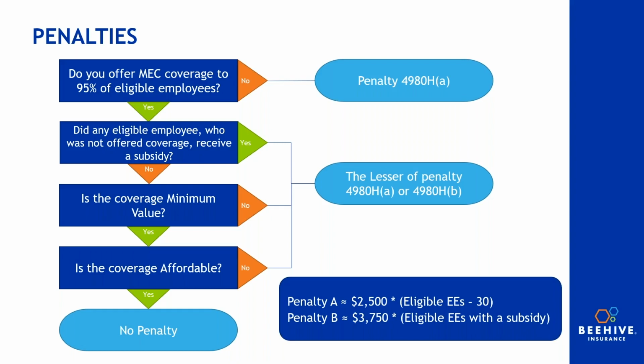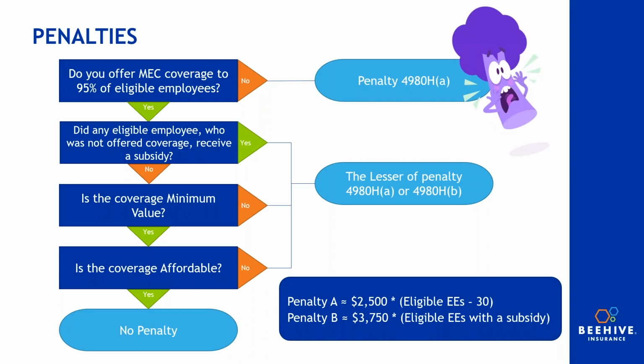So we ask the first question: did you offer coverage that was at least MEC to 95% of your eligible employees? If the answer is no, and we hope it's not, we hope your answer is yes, but if the answer is no, you would be facing penalty A. And I know it says 4980H(a). We're just going to call them penalty A and penalty B, but those are the formal names for the penalties. Penalty A is big and scary. You do not want to be facing penalty A.